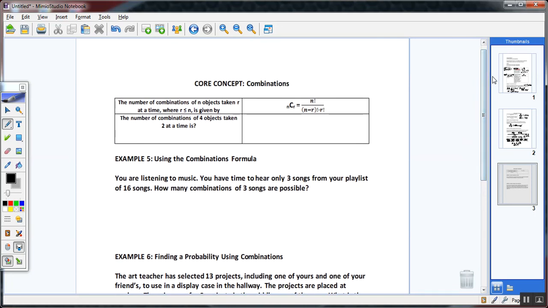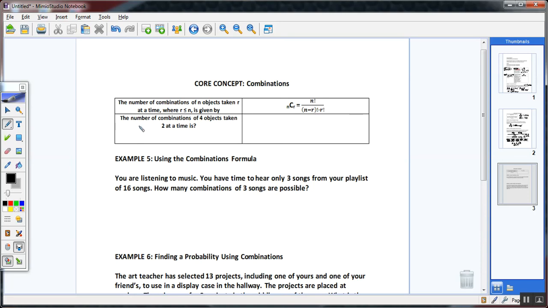Next core concept is not about permutations, it's about what? Combinations. It says the number of combinations of n objects taken r at a time, where r is less than n, is given by the following. This is read as the number of combinations, n things r at a time, is n factorial over n minus r factorial times what?